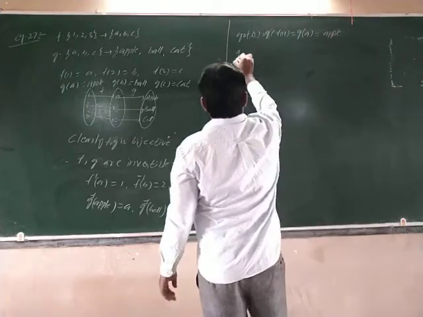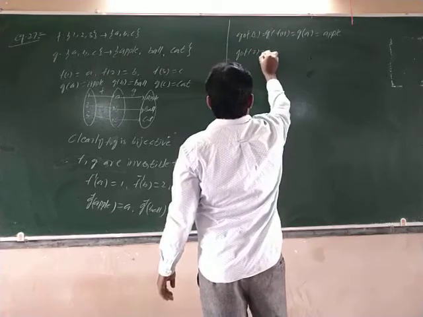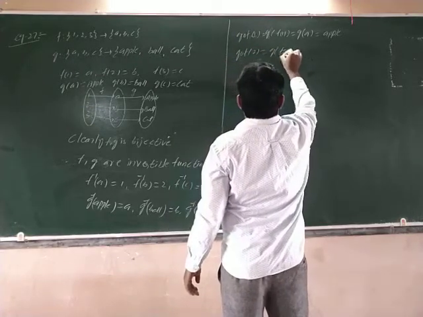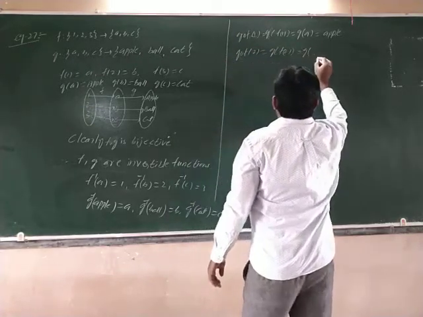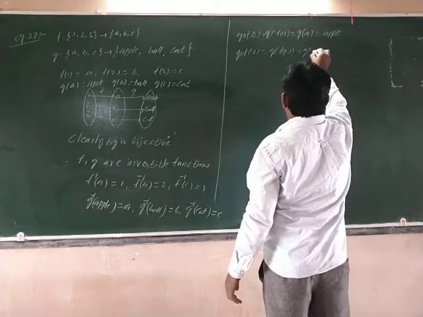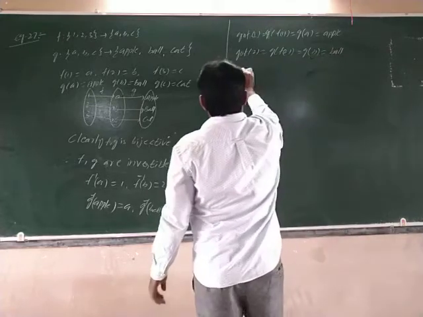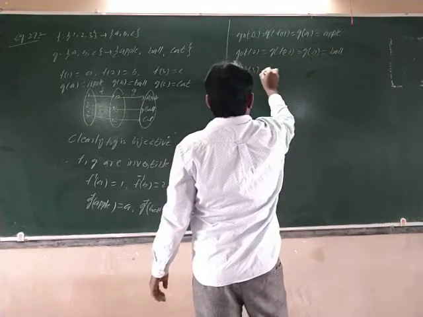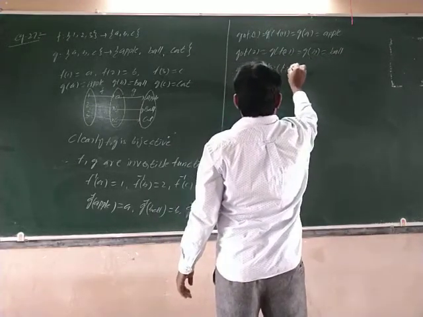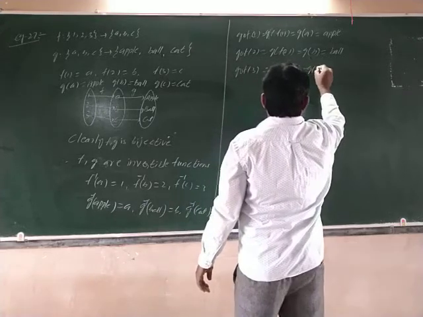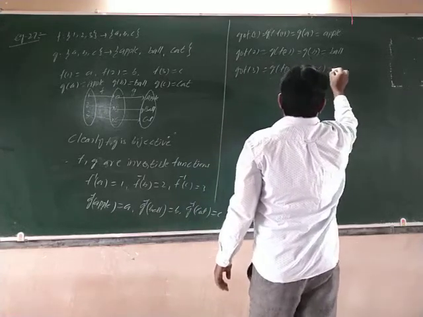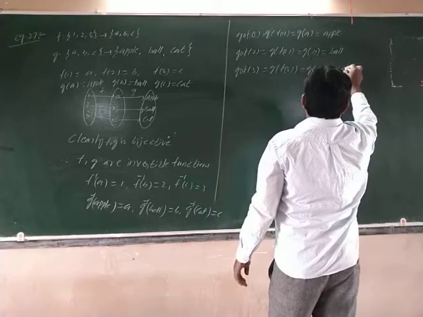Next, (g circle f)(2) is g of f of 2. f of 2 is equal to b, and g of b is equal to ball. Next, (g circle f)(3) is g of f of 3. f of 3 is equal to c, and g of c is equal to cat.